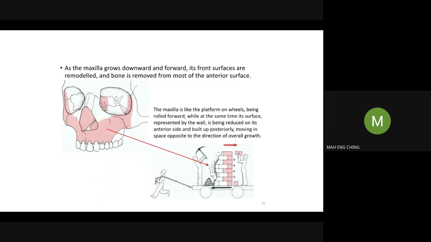So as the maxilla grows downward and forward, its front surface is remodeled and bone is removed from the most anterior surface. Remodeling just means a plus and minus sign, which is deposition and resorption of the bone. In this picture we showed before, the maxilla is like a platform on wheels. It's being rolled forward, while at the same time its surface, represented by the wall, is being reduced on the anterior surface, then built out on the posterior surface, moving in the space opposite to the direction of overgrowth.